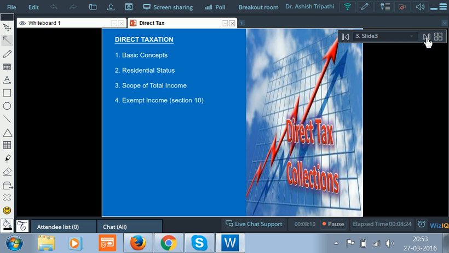So like agriculture income, we have so many other incomes which come under section 10 on which we are not supposed to pay income tax. So all those incomes on which we don't have to pay tax, we are going to learn under this chapter as per section 10. The next chapter comes, next actually our heads of income starts. The first head of income is income from salary.